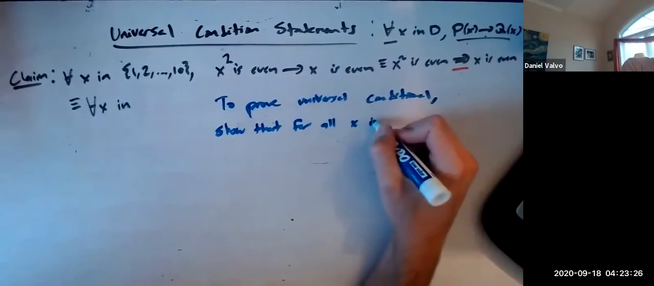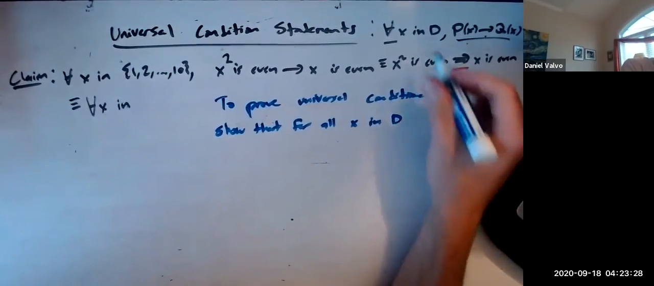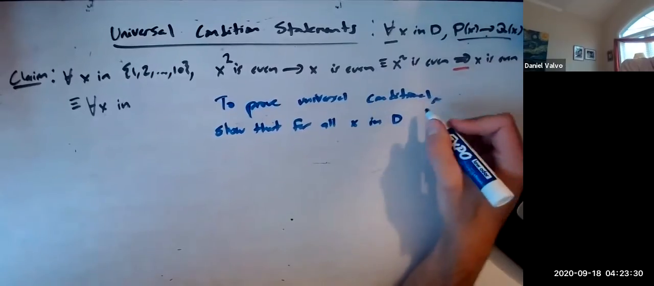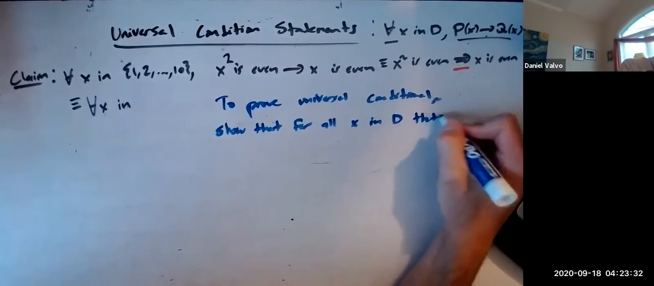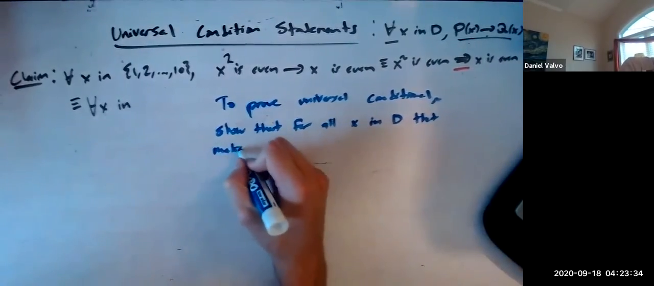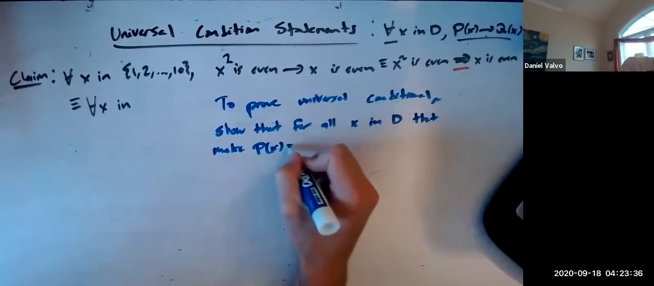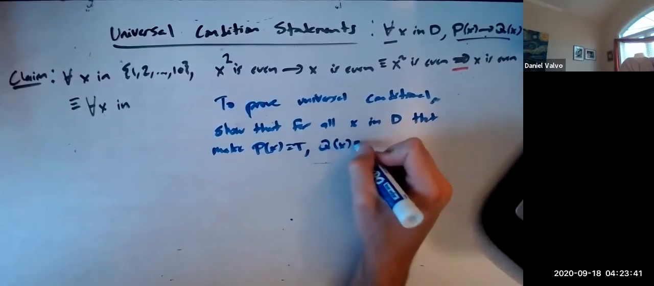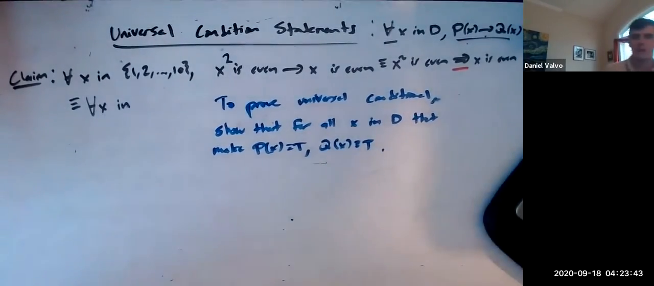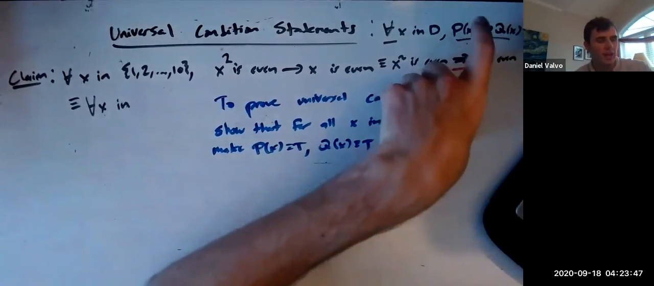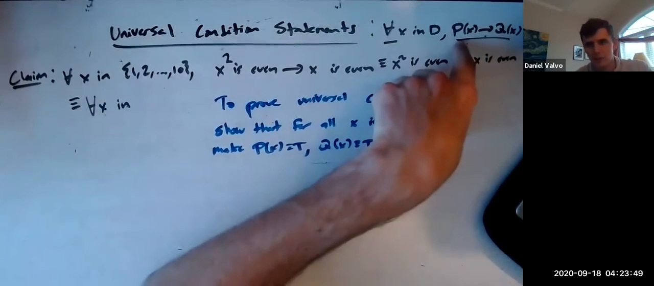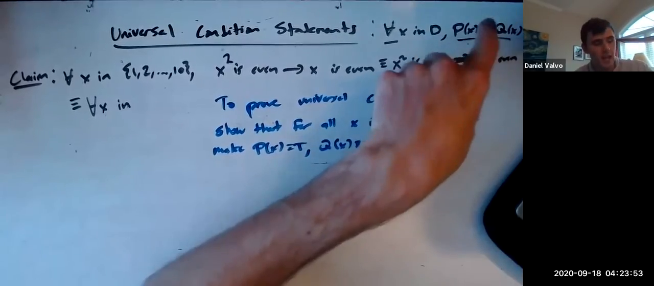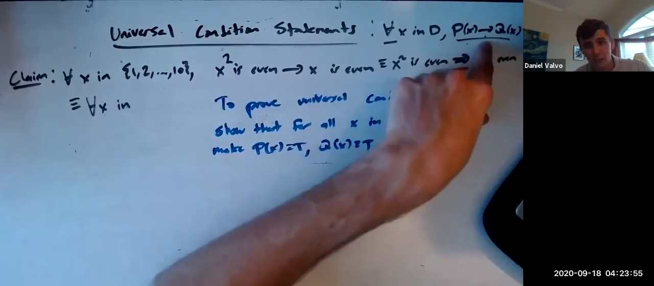for all x in the domain that make p of x true, we have that q of x is true. Because that's what it means, right? If p of x is false, then it's vacuously true, whatever. The only way we can fail here, the thing we really need to show, is that if p of x is true, then q of x must follow.